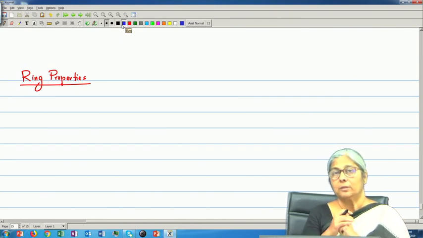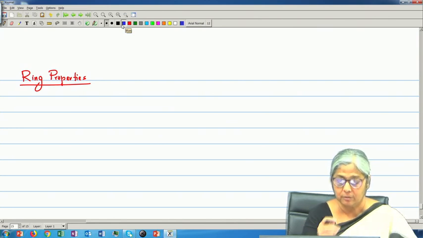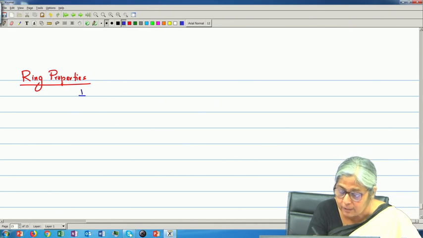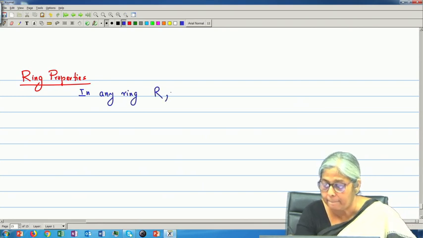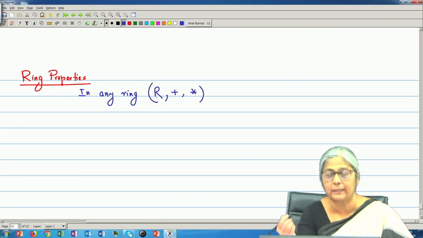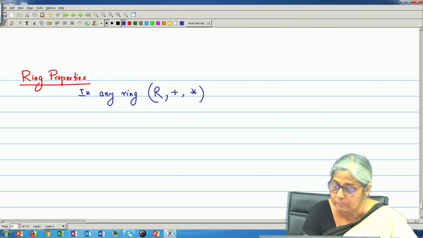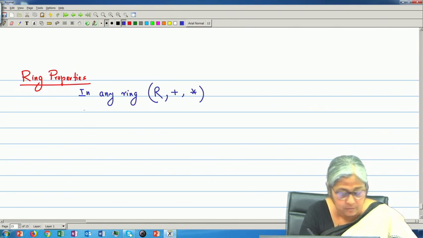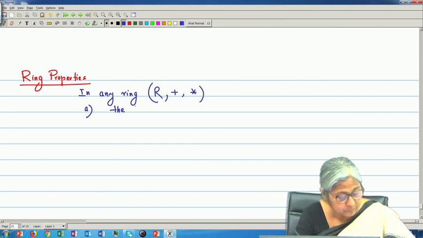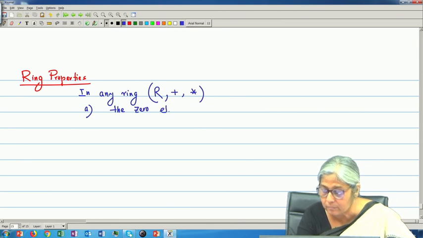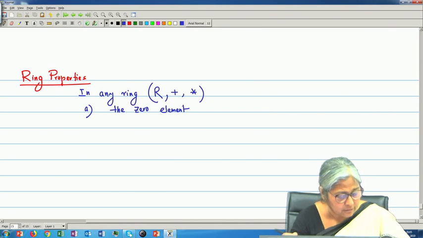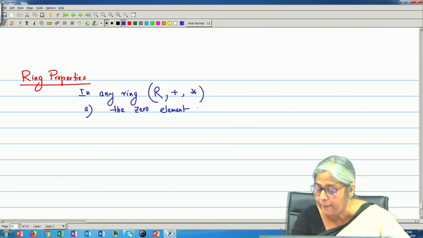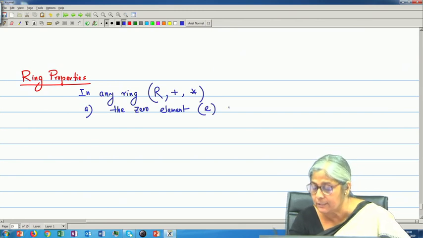Now, we have defined a ring with two binary operations. We can write that in any ring R, plus and star, standing for some addition and multiplication, the properties are that: one, the zero element for addition, because we know that 0 is the additive identity. If I write that the additive identity is e, it is unique.